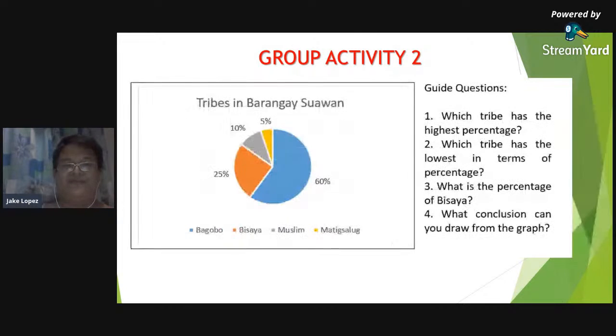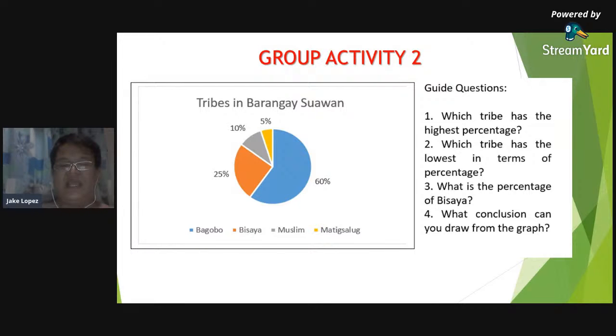Okay, so for another group activity, which tribe has the highest percentage? So, makita natin una is yung pinakamalaking part ng pie, ng circle. So, you can see this is the blue. So, blue is Bagobo. So, it means that it's the tribe that has the highest percentage. Second question, which tribe has the lowest in terms of percentage? So, 5%. Yellow is Matigsalug. What is the percentage of Bisaya? So Bisaya, this orange, is 25%.